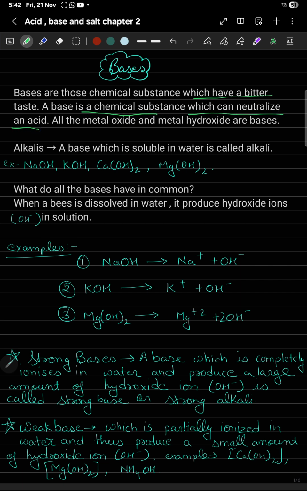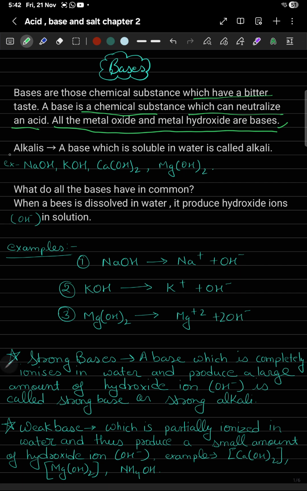When an acid reacts with a base, that gives you a neutralization reaction, or you can say it gives you a salt. So it is considered a neutralization reaction. All the metal oxides and metal hydroxides are bases also. So when we talk about metal oxides and metal hydroxides, those are also considered bases.